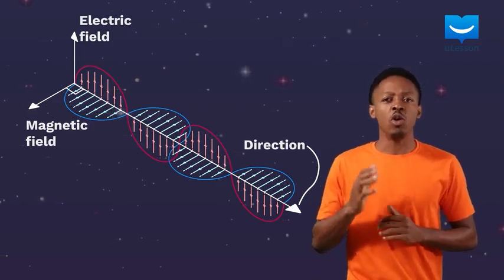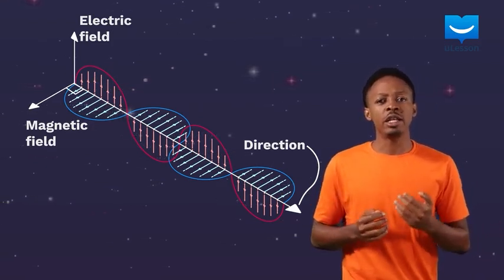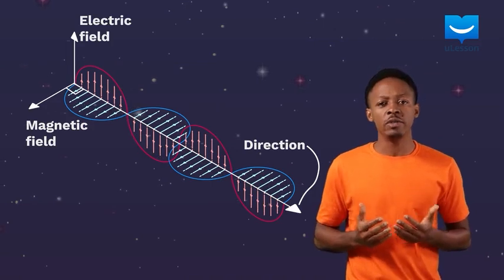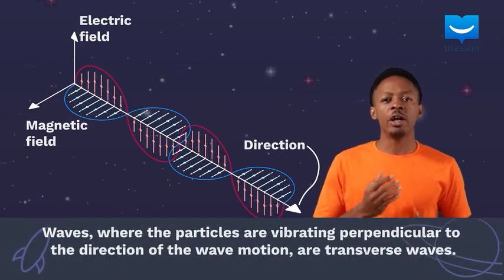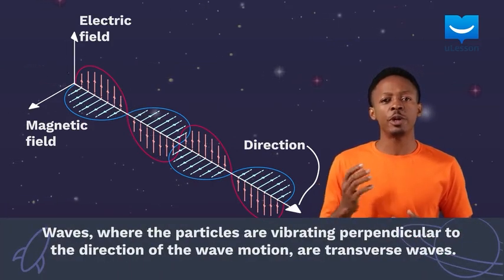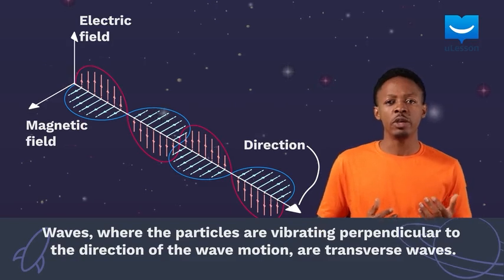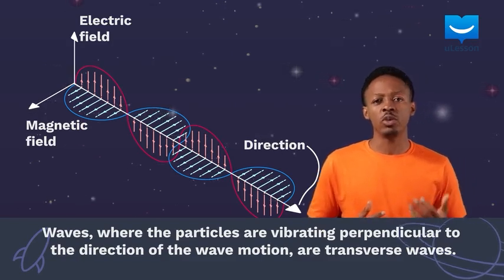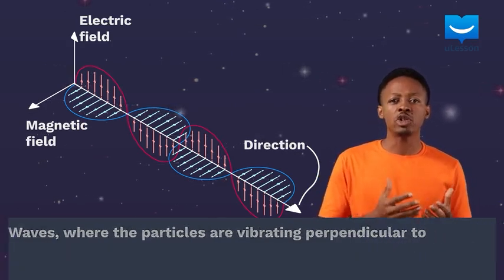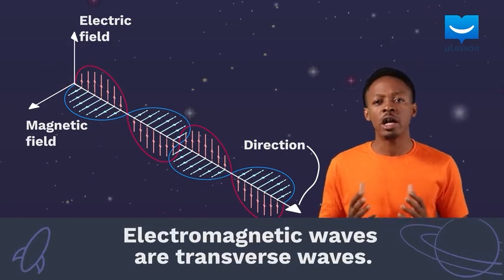From our lesson on wave motion, we said in our lesson on mechanical waves that a wave where the vibration of the particles is perpendicular to the direction of the wave is called a transverse wave. So electromagnetic waves are transverse waves.